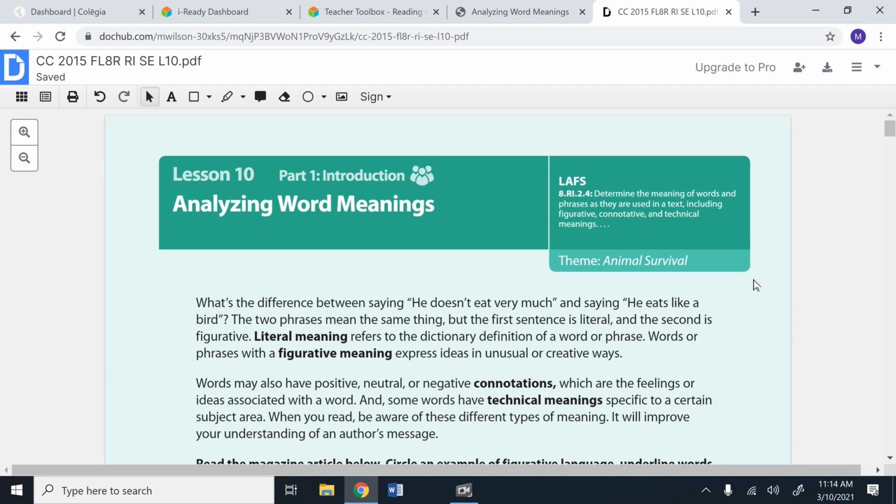Welcome to Ready Lesson 10 for 8th grade, Analyzing Word Meanings. In this lesson, we are going to be discussing word meanings, which include figurative meanings, connotations, and technical meanings. Remember that an author uses figurative language, such as metaphors, similes, and personification, to create interesting or unusual effects that help the reader create mental images.